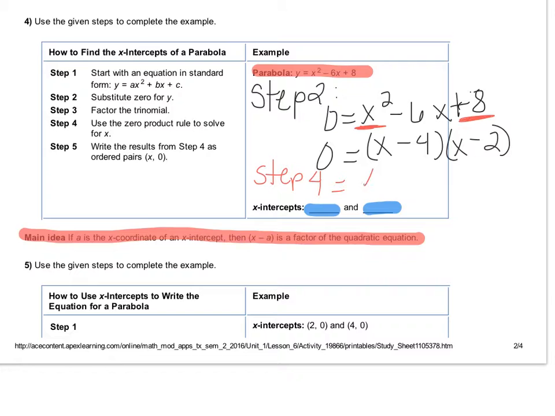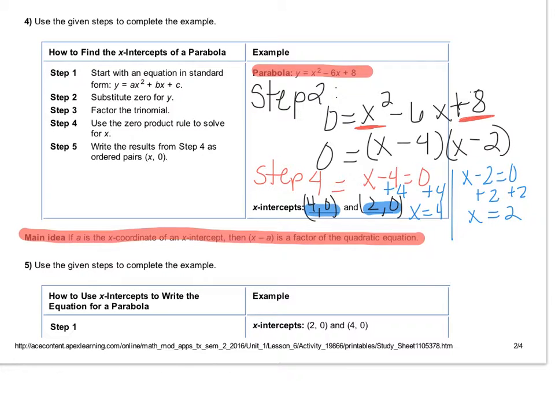We're going to do x minus 4 equals 0, and then we're going to do x minus 2 equals 0. Well, in this case, you need to add 4 on both sides, so you get x is 4. And over here, you need to add 2 on both sides, so we get x is 2. Now we know what our intercepts are. It says write the results from step 4 as an ordered pair. So right here we have (4, 0) and (2, 0).